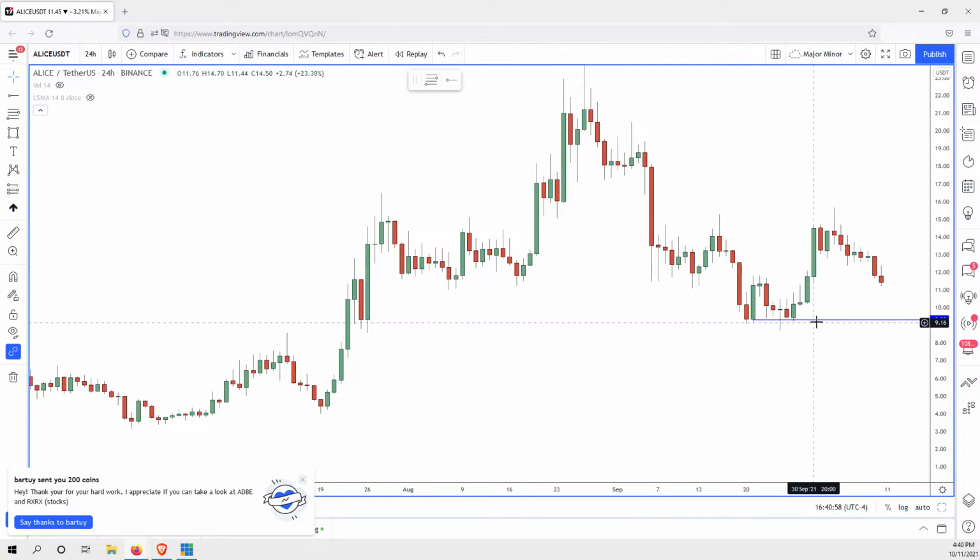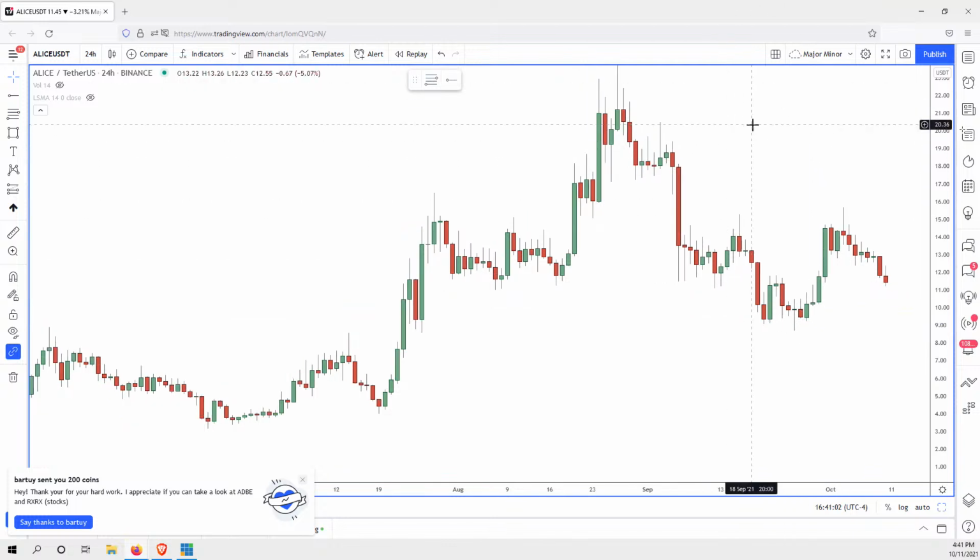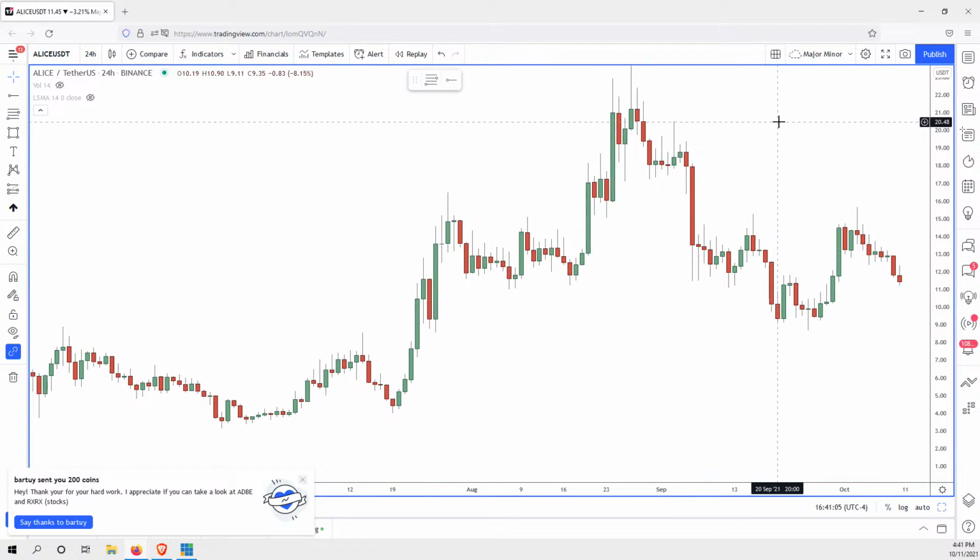$10, basically, round number, $10. That would be the next place to look. Right? You're not too far away from that. And that's it. Now, keep in mind, these coins typically follow Bitcoin until something along the way changes.